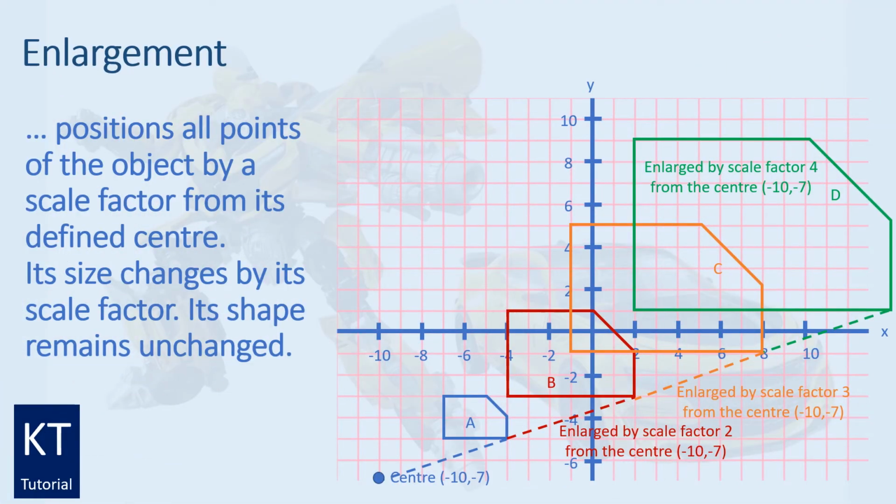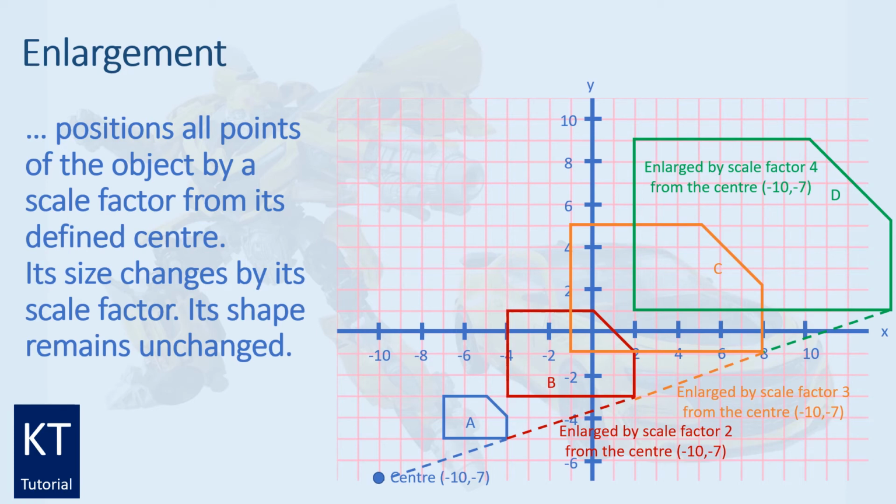In our fourth and final transformation of this segment, we have enlargement. This transformation positions all points of the object by a scale factor from its defined center. The size of the object will change in accordance to its scale factor, but the shape of the object will remain unchanged in an enlargement.